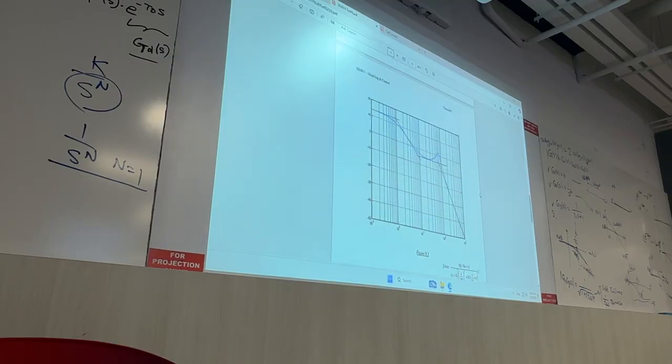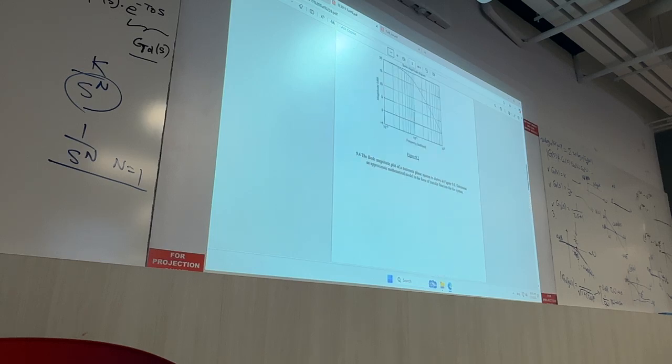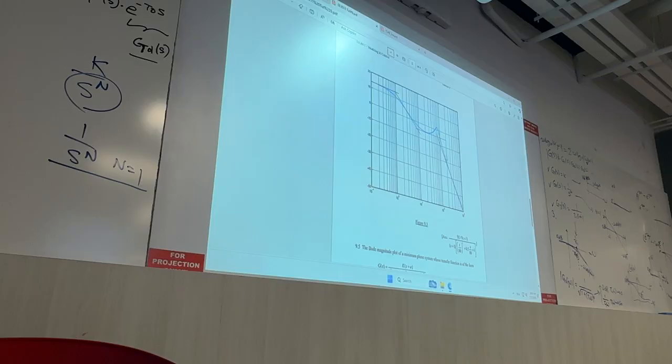We are given a minimum phase system and a magnitude plot. That means when we derive the transfer function, we use plus, we don't use minus. That's all. So determine the approximate mathematical model in the form of a transfer function. Given this, we want to derive a transfer function.